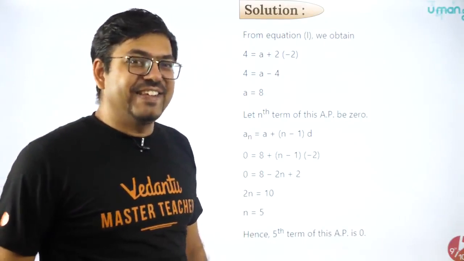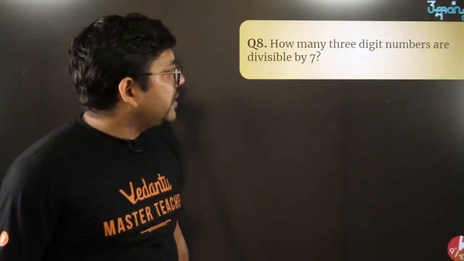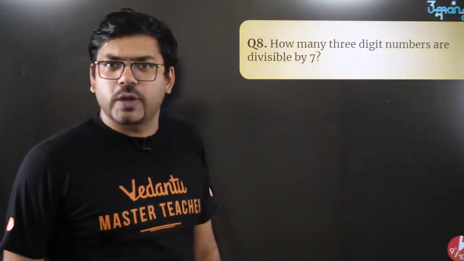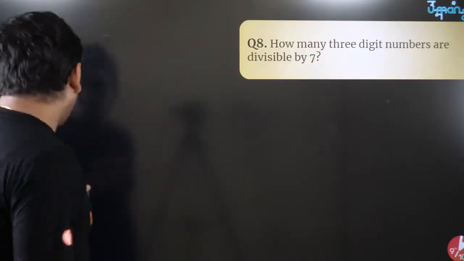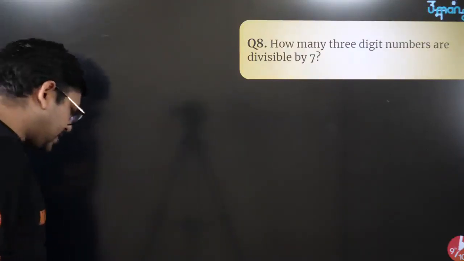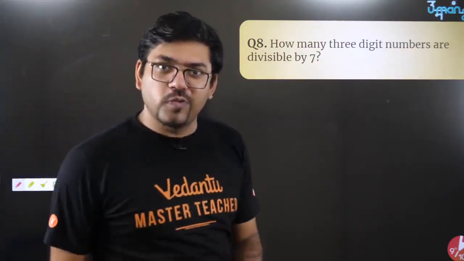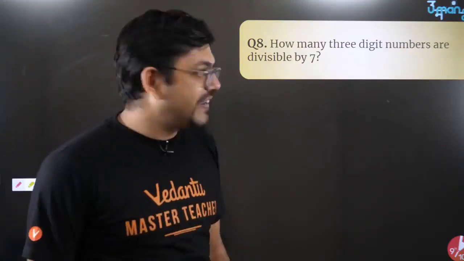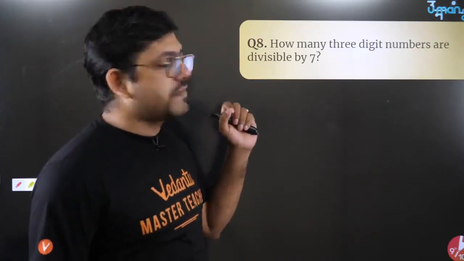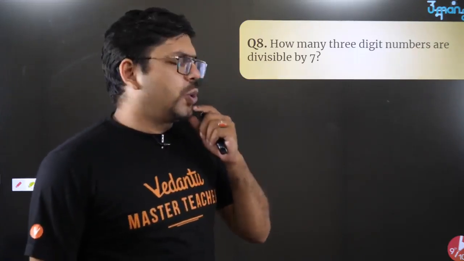So how many 3-digit numbers are divisible by 7? I guess you can do this as well. Let me just tell you how to do it. For these last few questions, I'm going to give you homework because I want you to solve them on your own. So how many 3-digit numbers are divisible by 7?